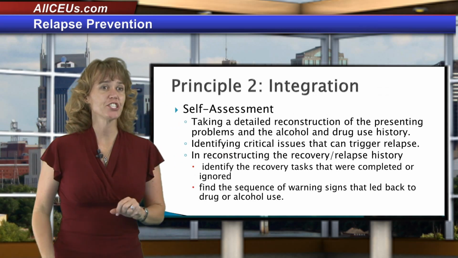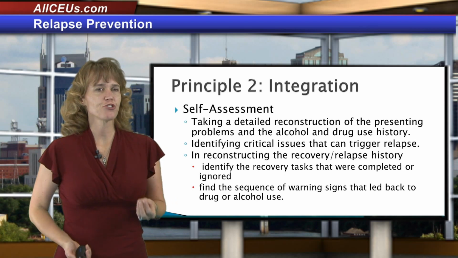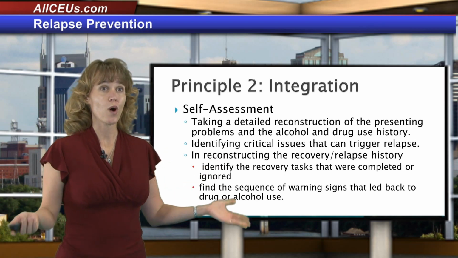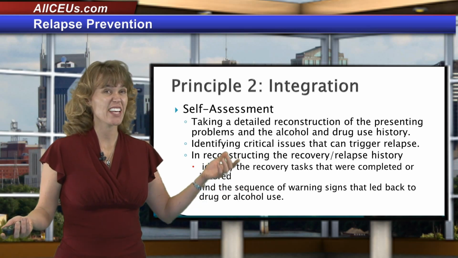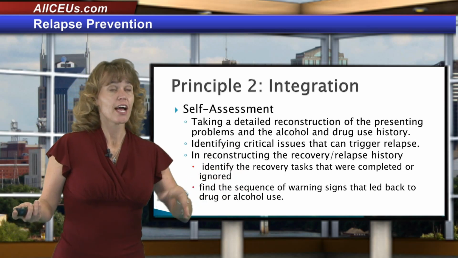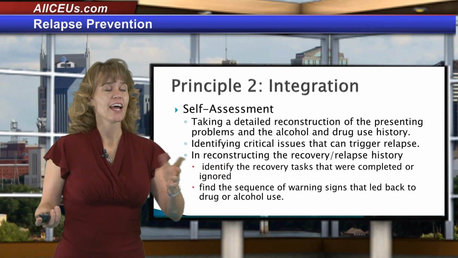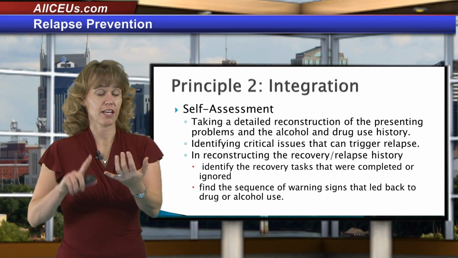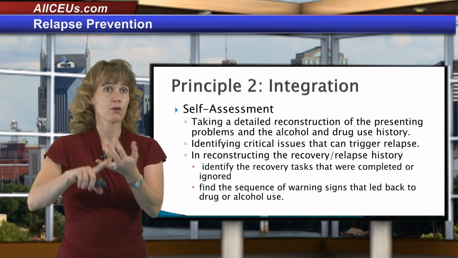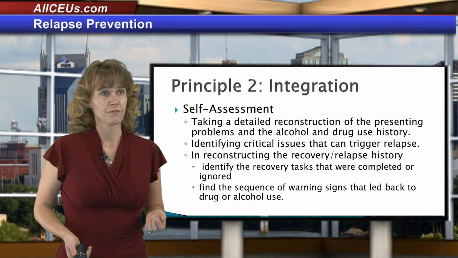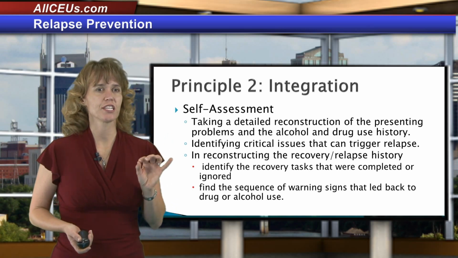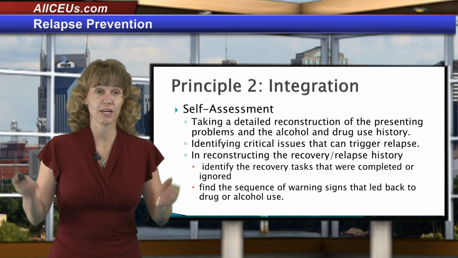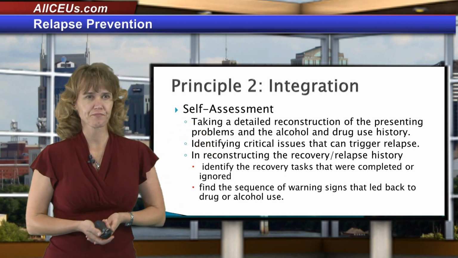Principle 2 is integration. We want to take a detailed reconstruction of the presenting problems and the alcohol and drug use history. Why? Because this helps us identify things that have helped you stay sober, and things that have helped you stay happy, and things that have triggered or made worse an addictive episode or a mental health episode. Identify those critical issues that can trigger relapse. Big ones. There's lots of little ones, but there's a few big ones for every person.